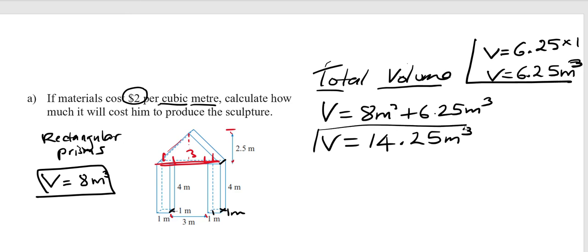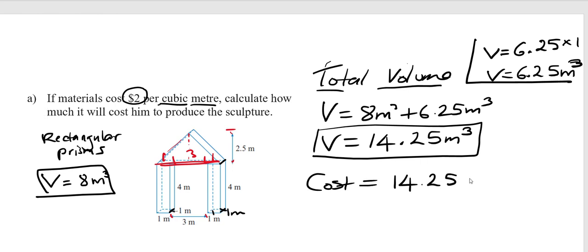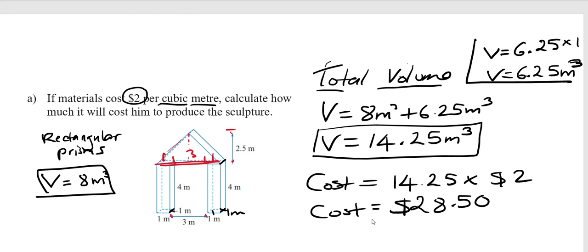Now, they're not asking me to find the volume, they want to know the cost. So if I have 14.25 cubes that make up my volume, and each cube costs $2, I just got to times it by $2. So cost will be equal to 14.25 times the $2. So I'm just doubling that number. So dollar sign now, I'm going to find the cost. So double 14 will be 28, and double 25 will give me my 50 cents. So the total cost of this sculpture will be $28.50.